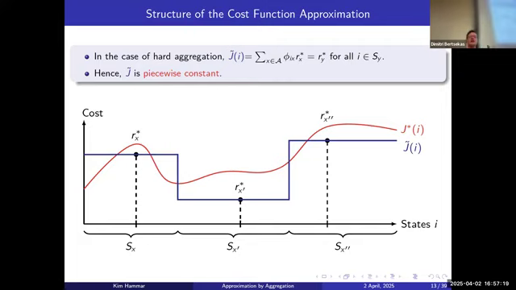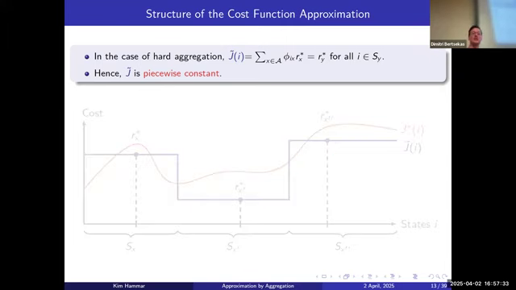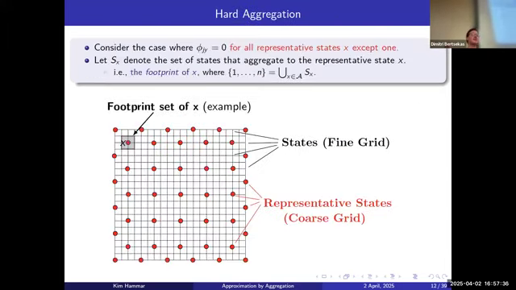Yes, so for all the states in the footprint set, they're going to have a probability of 1 of aggregating to the representative state of that particular footprint set. That's for hard aggregation. So what we're discussing now is hard aggregation. This is a special case, but the whole framework is quite general in that you can design these distributions, phi, in a very general way. But now we're just focusing on a special case called hard aggregation, where we have this particular constraint that the aggregation probabilities are going to be 0 for all representative states except 1.